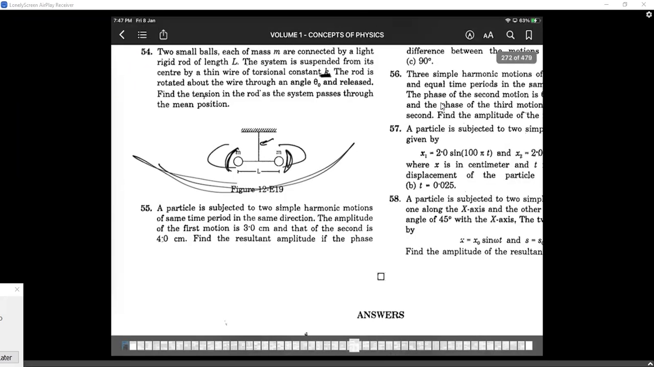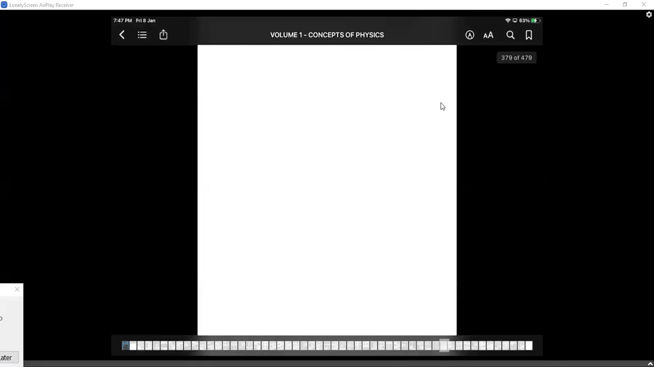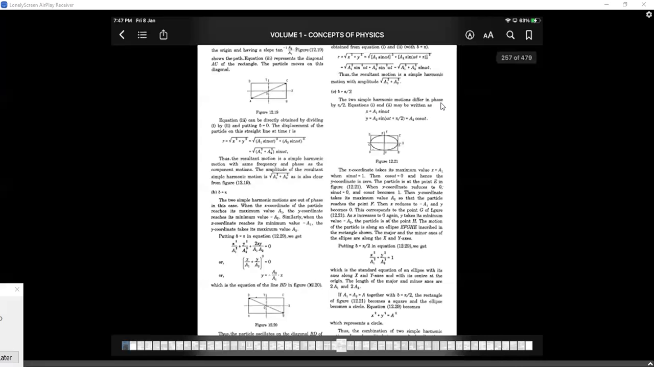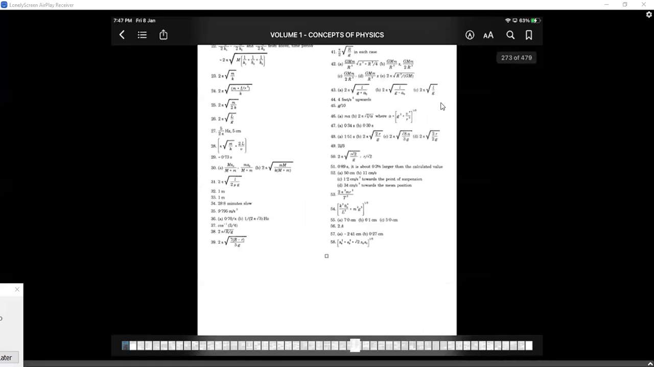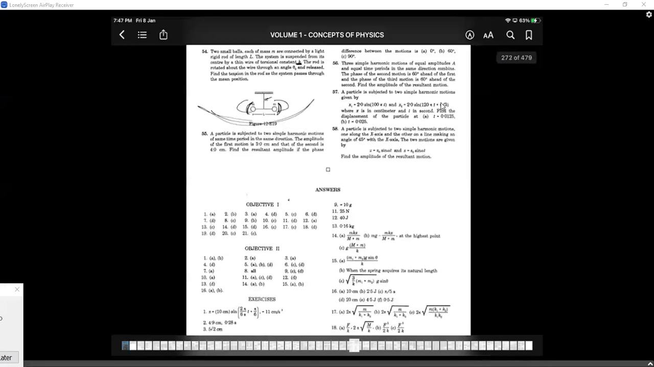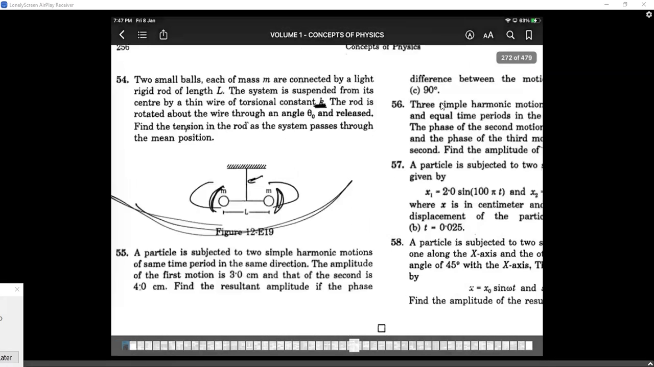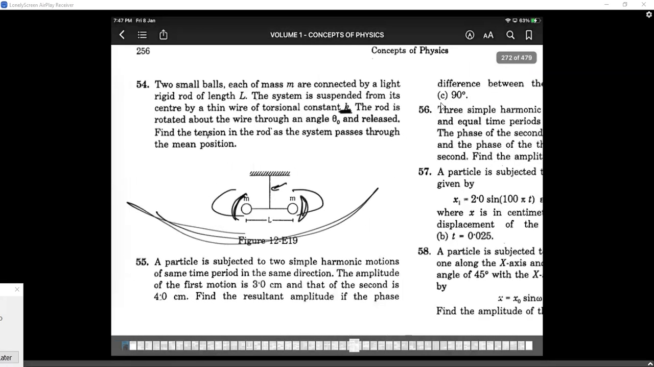Yes, sir. Now look at 54. I don't understand why you people didn't get it. Like what happened in 54? Which part did you not get? Is it about writing the moment of inertia? Oh, he asked the tension.